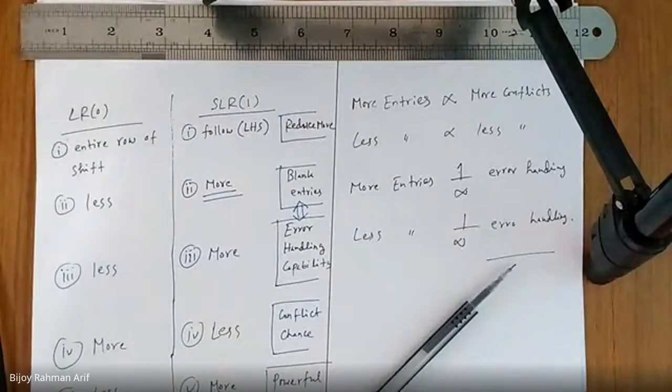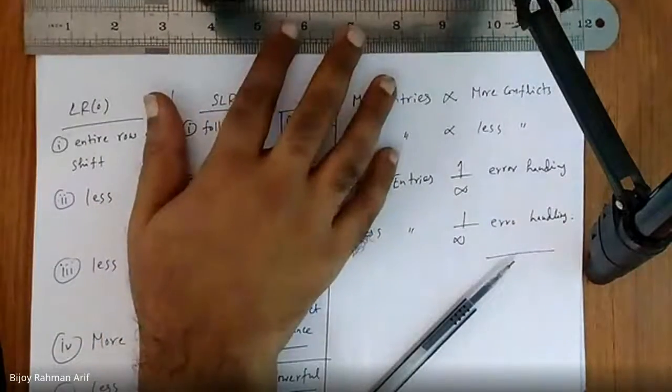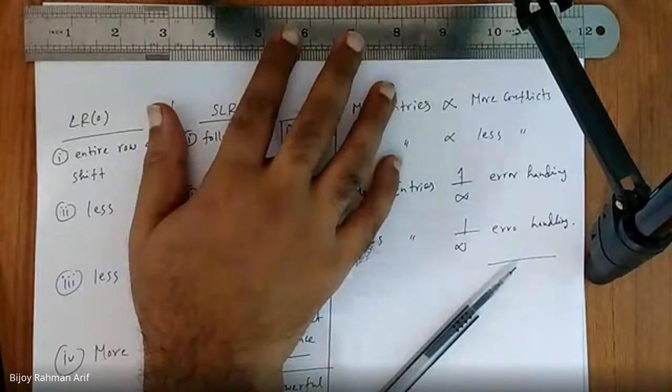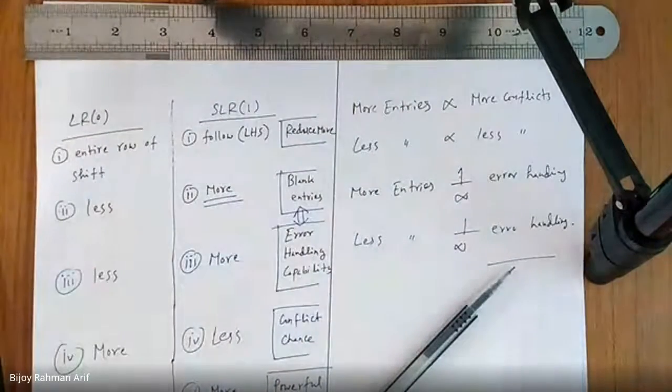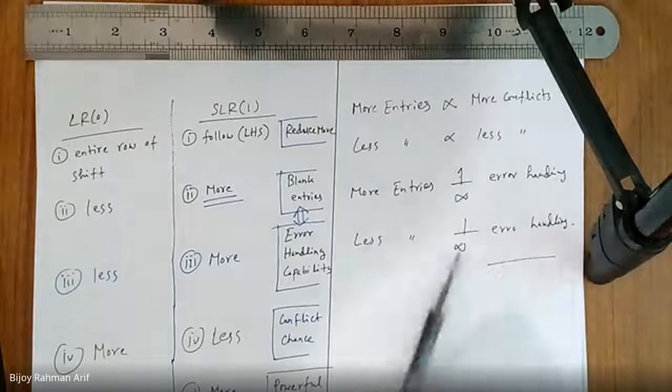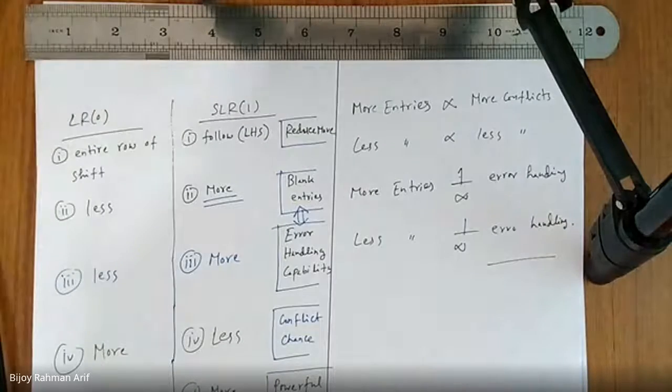Do you have any query? You can ask me. So always remember, in SLR1 we do not put the entries in the entire row of the shift. We put them on the follow of LHS. Done? Do you have any query? Guys, any query?